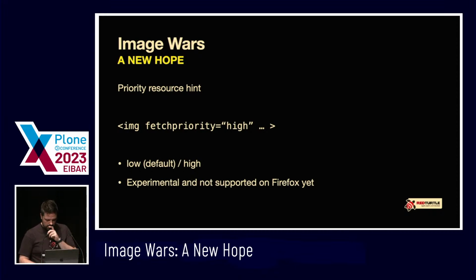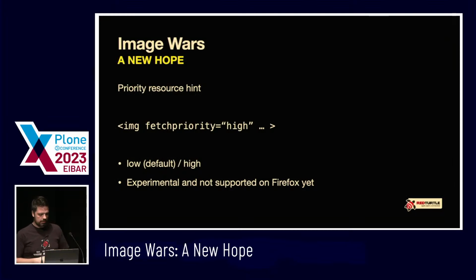Yeah, I told you already. So this, of course, is basically the opposite of doing async decoding, because if you want high priority fetching, you also want faster decoding. So this is usually added when you don't have lazy loading.